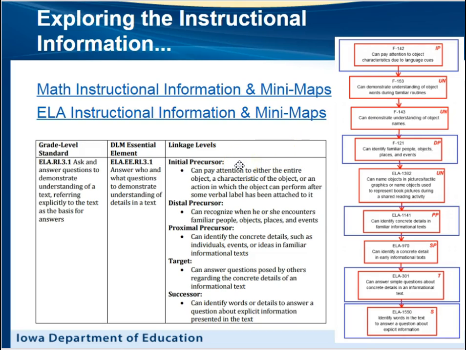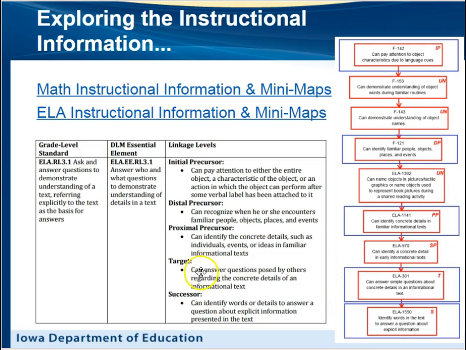Initial precursor for this skill can pay attention to the entire object, a characteristic of the object, or an action at which the object can perform after some verbal label has been attached to it. Distal precursor can recognize when he or she encounters familiar objects, places, and events. Proximal precursor can identify the concrete details, such as individual events or ideas in familiar informational texts.